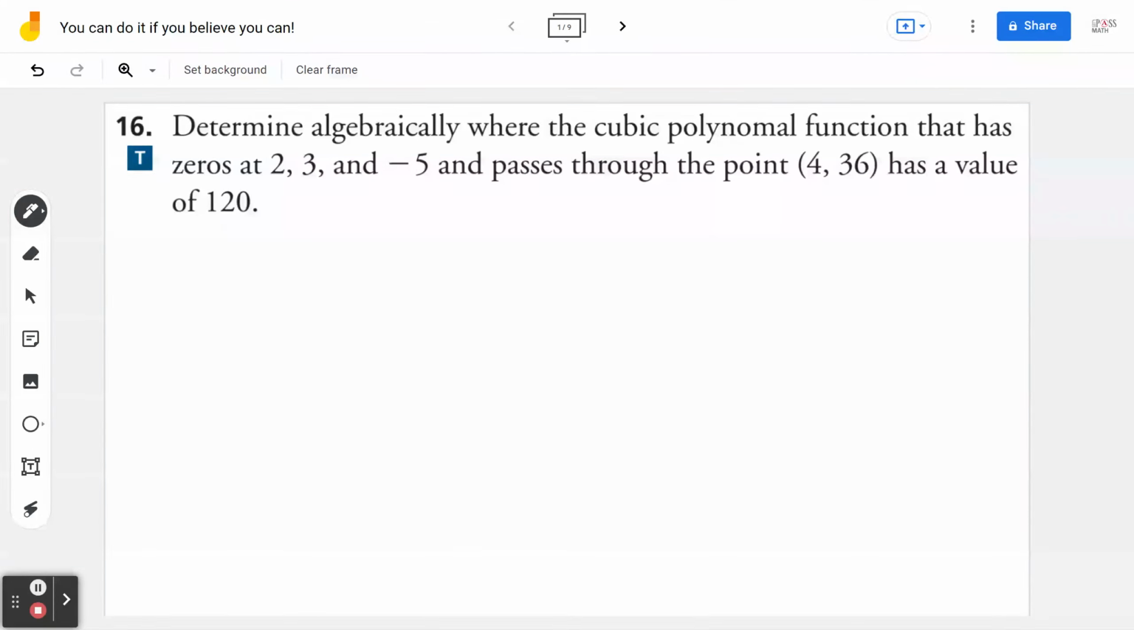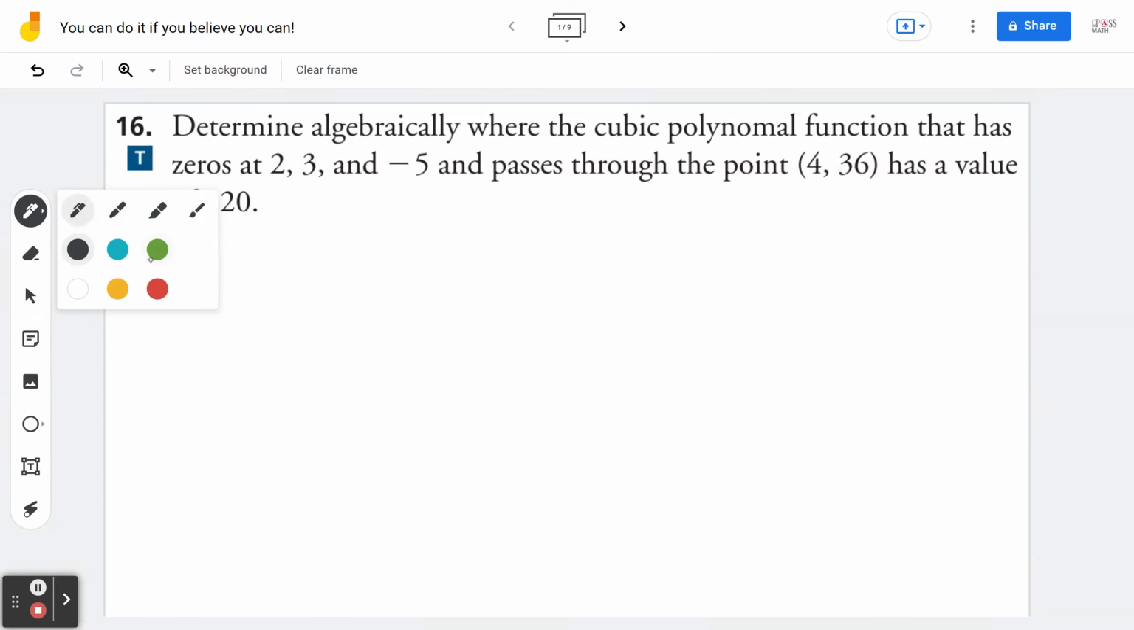Hi everyone, let's take a look at the following grade 12 example. Determine algebraically where the cubic polynomial function has zeros at 2, 3, and -5 and passes through the point (4, 36), has a value of 120.